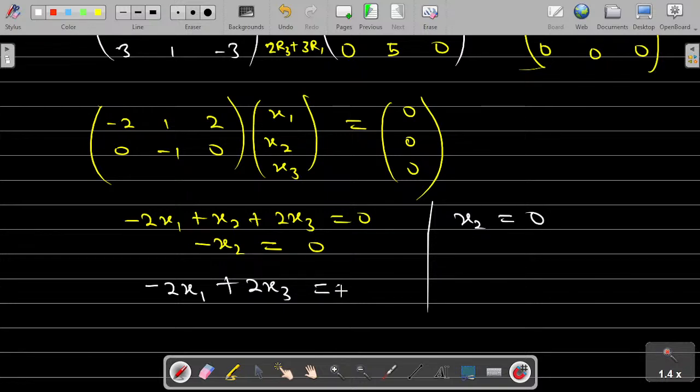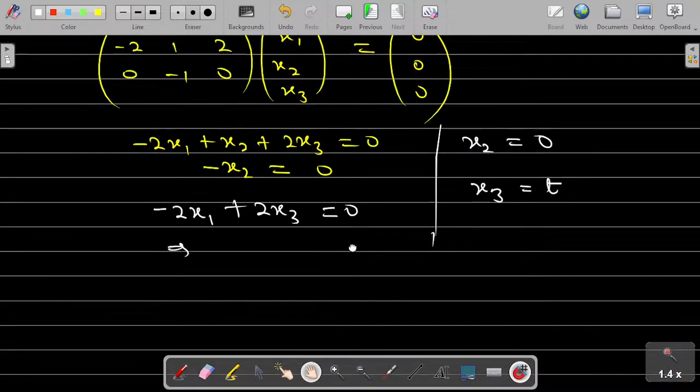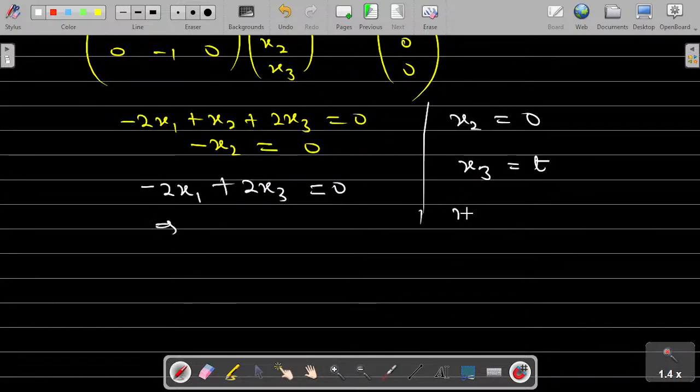So the implication is that x3 is a free variable. So I can give it a name. I can say let my x3 be equal to t. So if I call my x3 t, what it means is that my x1 will now be, remember it is minus 2x1 plus 2t is equal to 0. Divide through by minus 2, you get that x1 minus t is equal to 0. Therefore, my x1 is also equal to t.